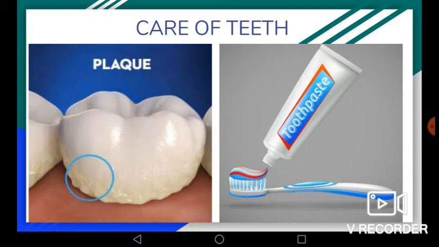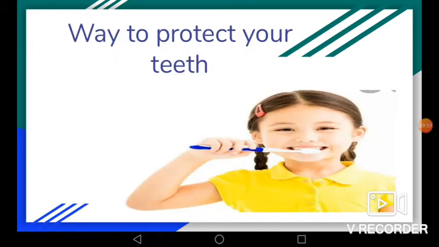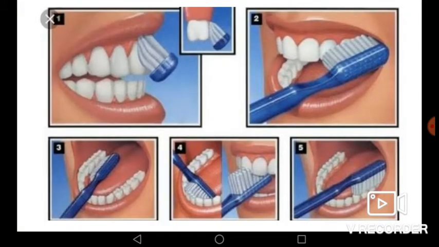Proper brushing with a toothbrush, toothpaste, and water can prevent plaque formation. Now let's revise different ways to protect your teeth. Brush your teeth at least twice a day, once in the morning and once before going to bed. Use up and down motion to brush teeth. Brush the top teeth downwards and the bottom teeth upwards.